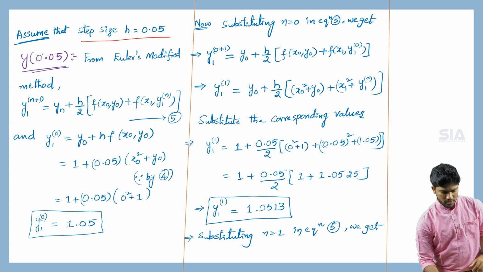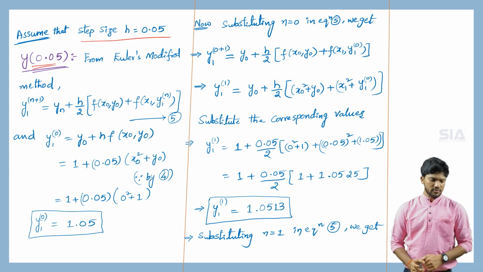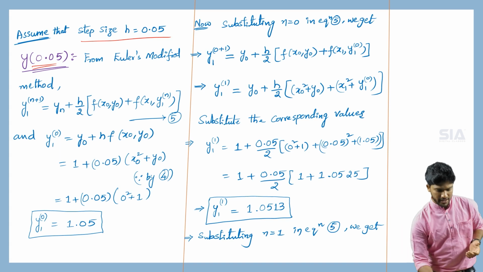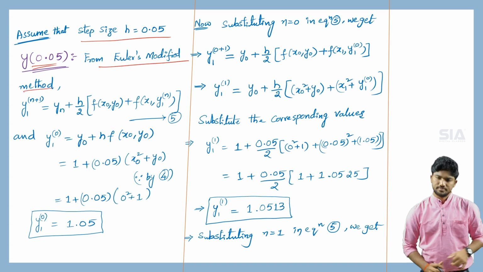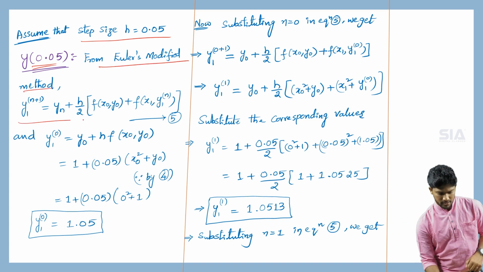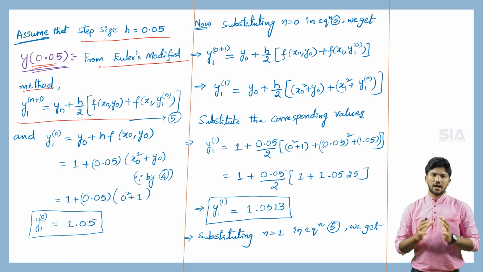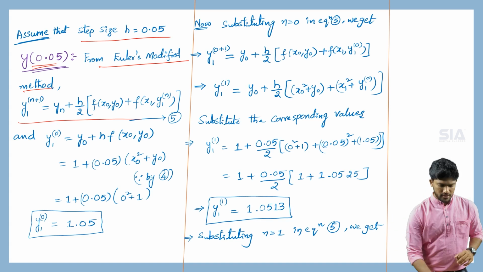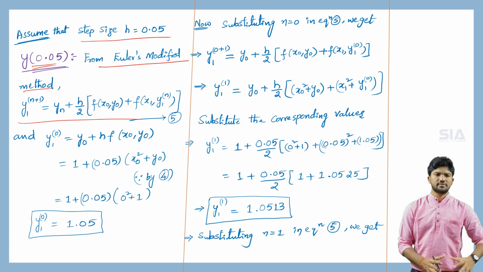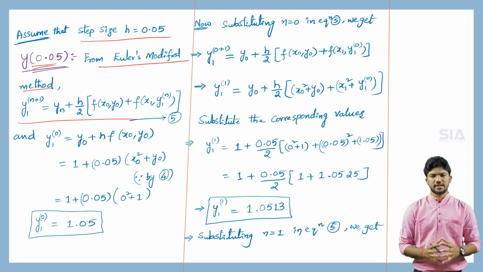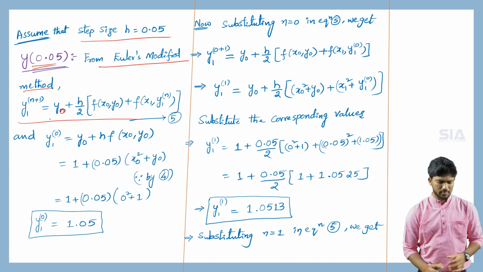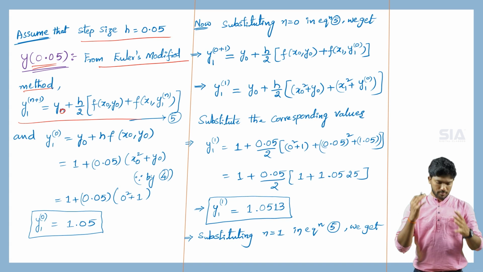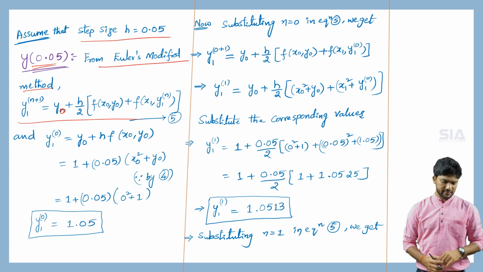Okay, so first of all we have to find out that y of 0.05. Then from Euler's modified method, what is the formula? So y suffix 1 of n plus 1 approximation is equal to y suffix 0 plus h by 2 f of x0, y0 plus f of x1, y1 power of n. So therefore that is taken as equation number 5.